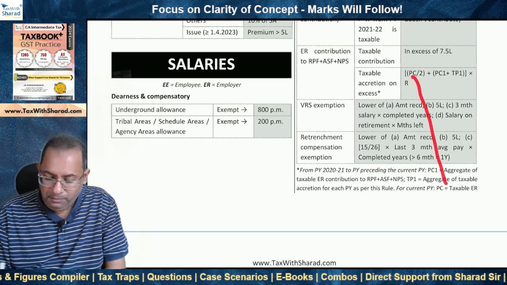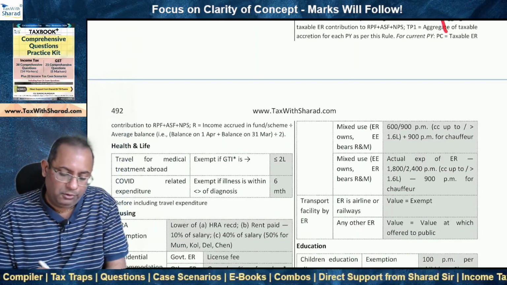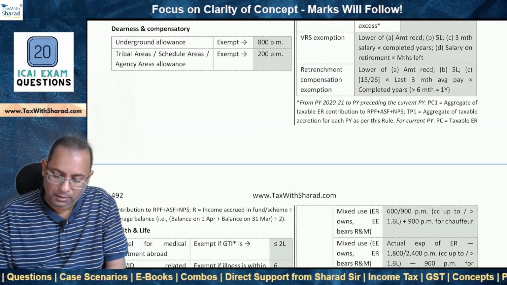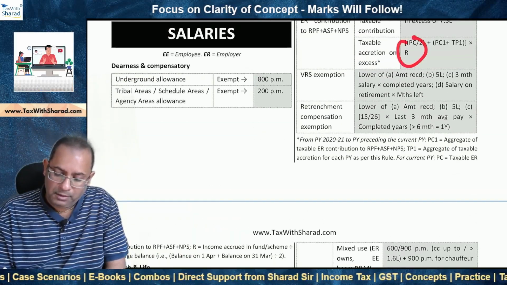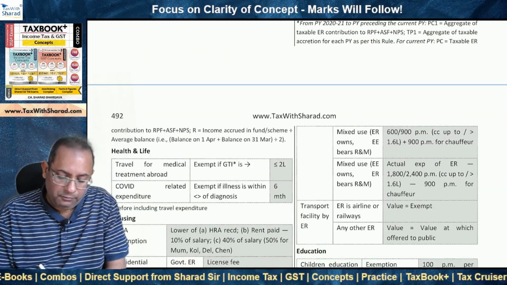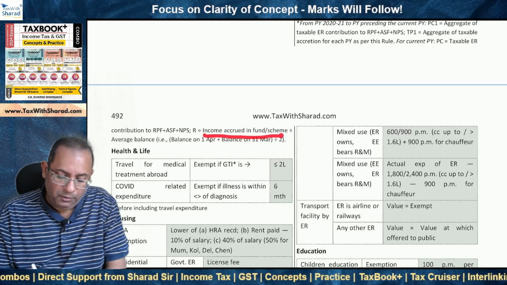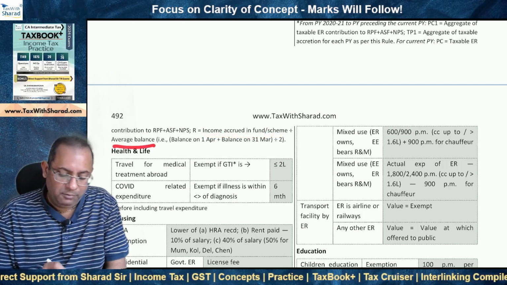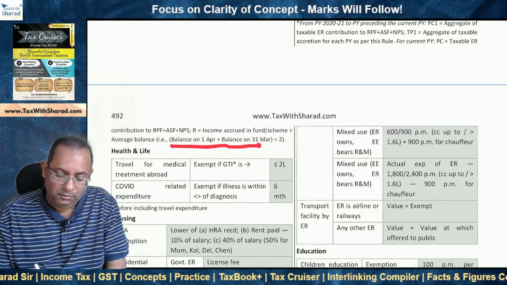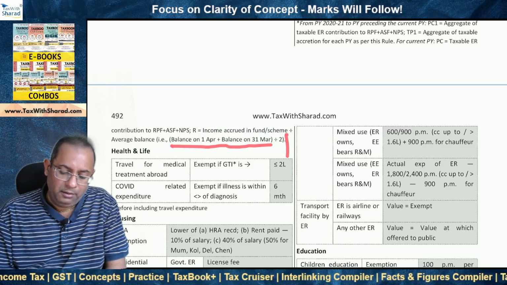Now, the second time period is for the current previous year, and here this becomes relevant. What is PC? PC is taxable employers' contribution to RPF, ASF plus NPS that is in excess of 7.5 lakh. And what is R? R is basically the rate of interest. And how do we compute it? First, we find out income accrued in the fund or scheme, and we divide it by the average balance. What is the average balance? It is balance on 1st April plus balance on 31st March, divided by 2.